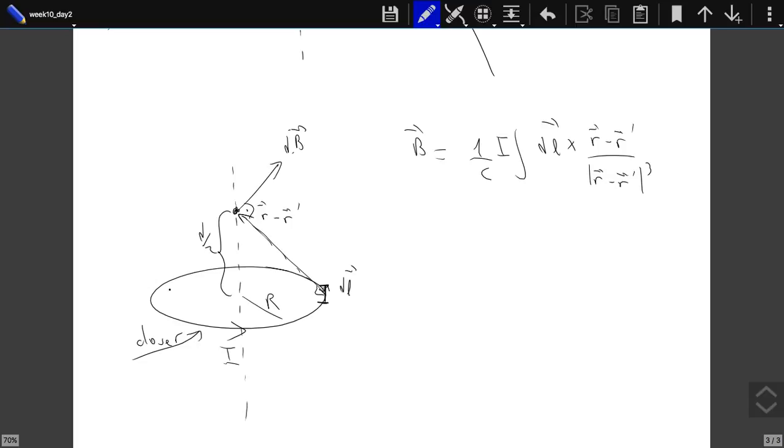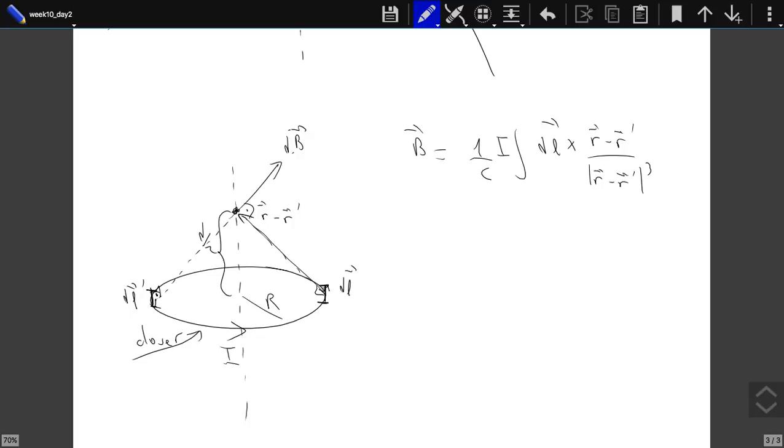Now I will consider the diametrically opposite segment, this one. Let me call it dl prime. Now dl prime is pointing towards you. And again, this is my r minus r prime for that segment, and that vector is in the screen. So these two, the dl prime vector and that r minus r prime for dl prime, are perpendicular to each other.